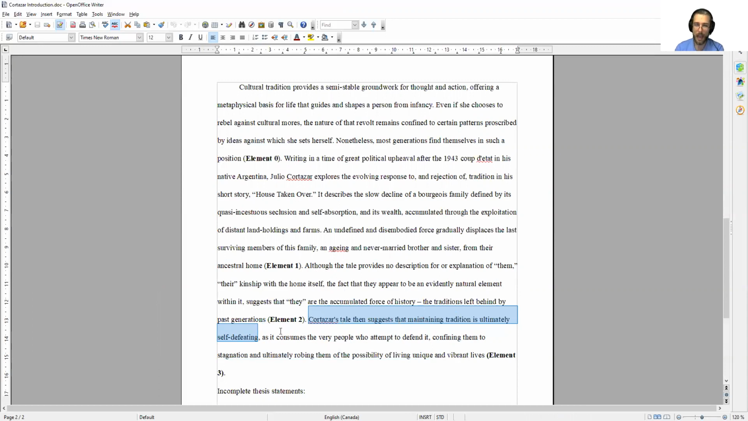Why do people who maintain traditions ultimately defeat themselves? Well, it consumes the very people who attempt to defend it, or because it confines the people who attempt to defend it to stagnation. That would be fine. You could render this thesis a little bit more concise while still preserving the core insight or the core argument, including that because or why statement.